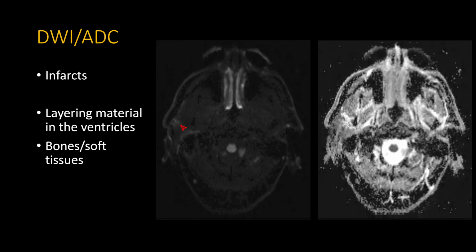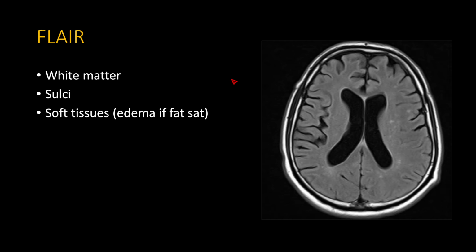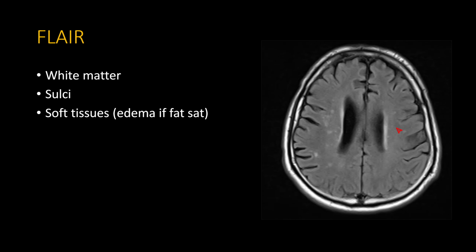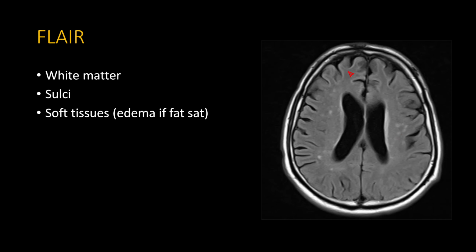tissues. Once I'm done looking at the DWI, I typically go straight to FLAIR images, and that's because most people have these white matter hyperintensities, and it flows naturally when I'm dictating to first talk about whether there's infarcts or not, and then talk about these non-diffusion restricting white matter hyperintensities that are probably due to chronic microvascular ischemia. So FLAIR is very good for looking at the white matter. On FLAIR images, normal white matter would be a little bit darker than cortex.